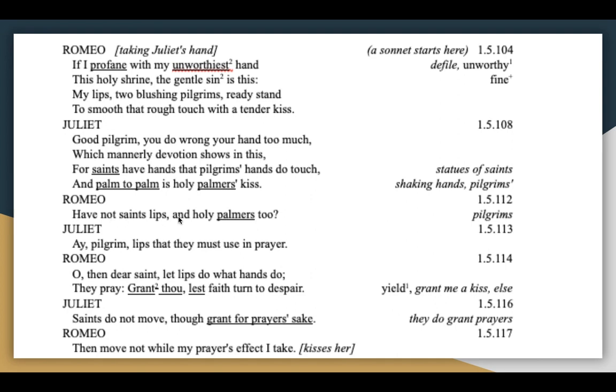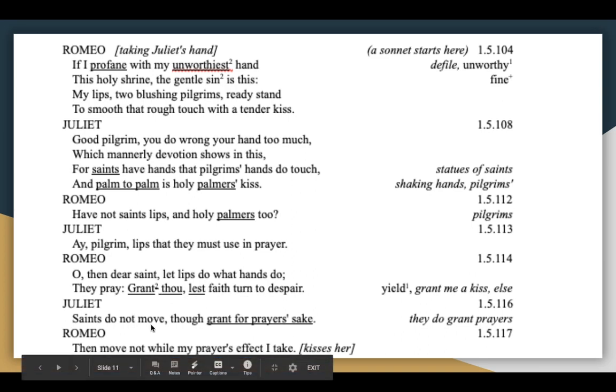Have not saint lips and holy palmers too? I pilgrim lips that they must use in prayer. O then, dear saint, let lips do what hands do. They pray, grant thou, lest faith turn to despair. Saints do not move, though grant for prayer's sake. Then move not while my prayer's effect I take. And then he kisses her.